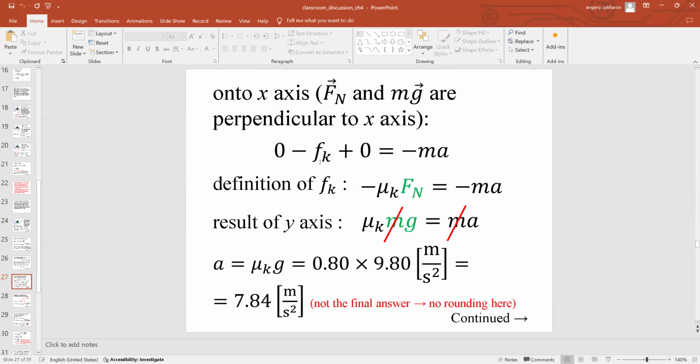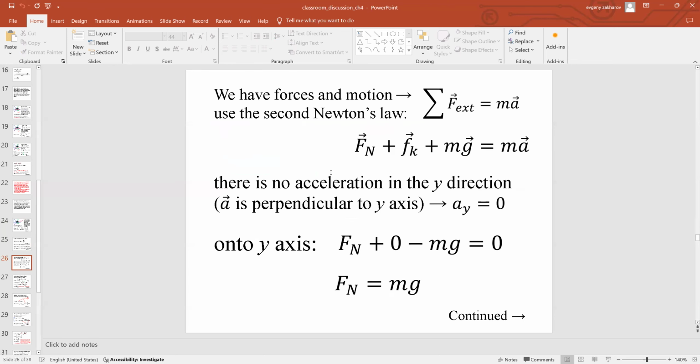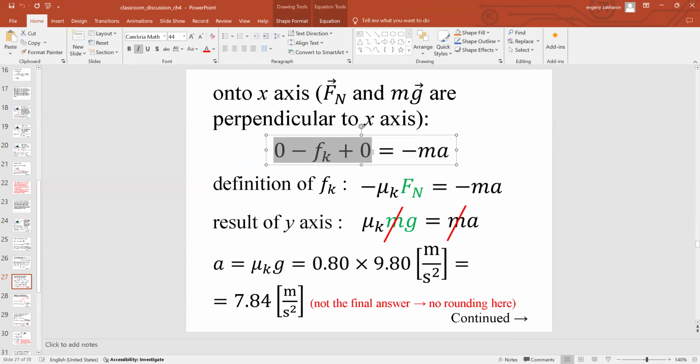Onto the x-axis, what do we have? We have normal force perpendicular onto the x-axis, so it's zero. We have gravity perpendicular onto the x-axis, it's zero. We have kinetic friction opposite to the direction of positive x, so it's negative kinetic friction. And acceleration is also negative because it's pointing in the opposite direction. So kinetic friction is negative, acceleration is negative, and the rest is just zero.